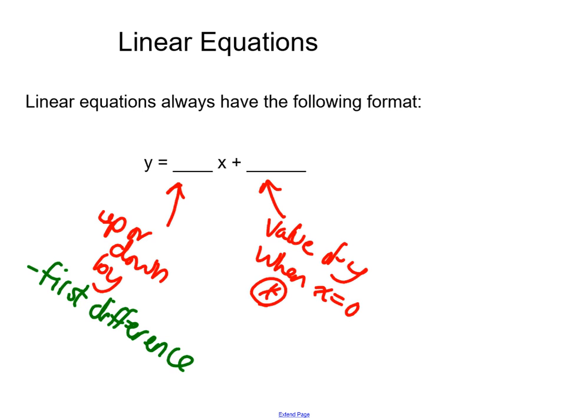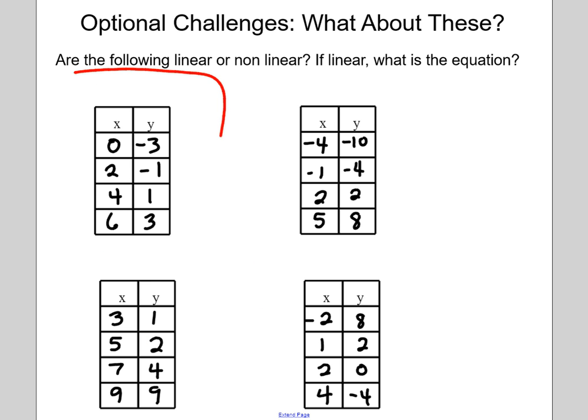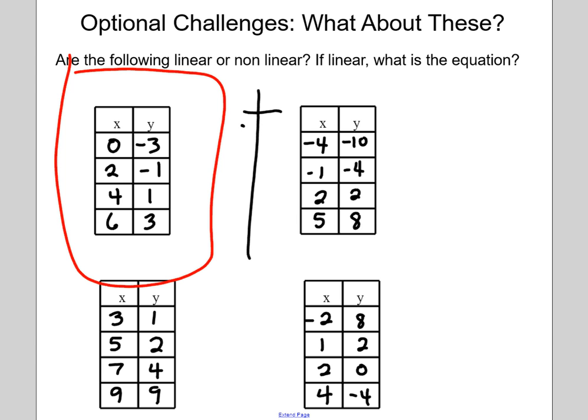Now I just want to briefly show you one more. We're going to look at this one right here. We're going to notice that our x's are not going up by 1 every time. So what we could do is rewrite the table and fill in the missing pieces. So we're given 0, negative 3, and 2, negative 1, and 4, 1, and 6, 3. We could fill in what's missing.